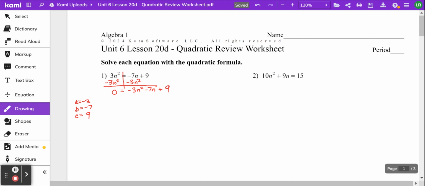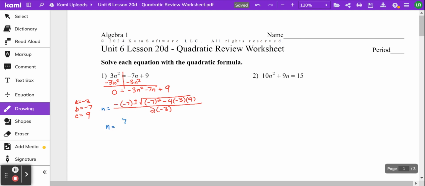Okay, so plug it in. n equals negative of negative 7 plus or minus our square root of negative 7 squared minus 4, parentheses negative 3, parentheses 9, and this is all over 2 times negative 3. Our next step is to clean this up. Okay? So negative times negative 7 is positive 7. Oops, I forgot the n equals.